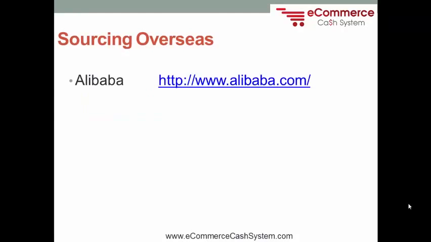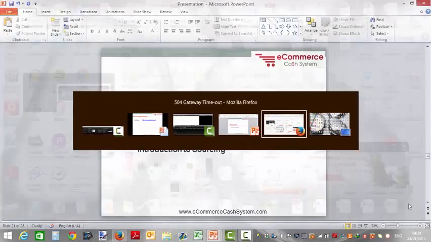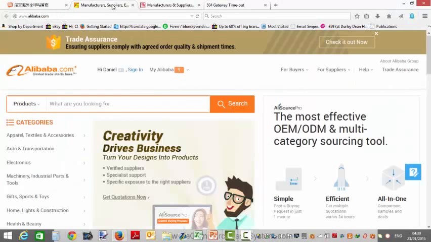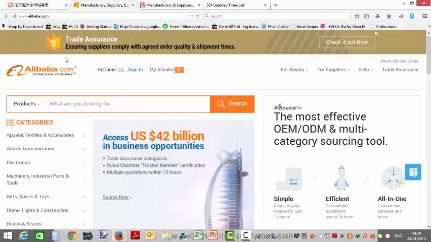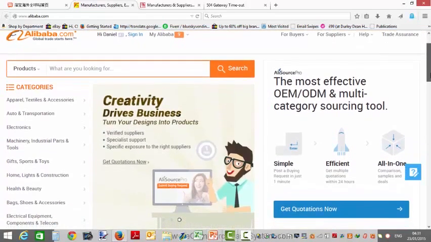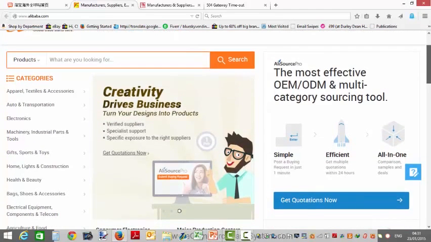So let's look at the basics. The first source of suppliers is Alibaba.com. This is an amazing marketplace with a huge array of manufacturers. However, its strength is also its weakness because everyone knows about it, whereas what you want is a competitive advantage.